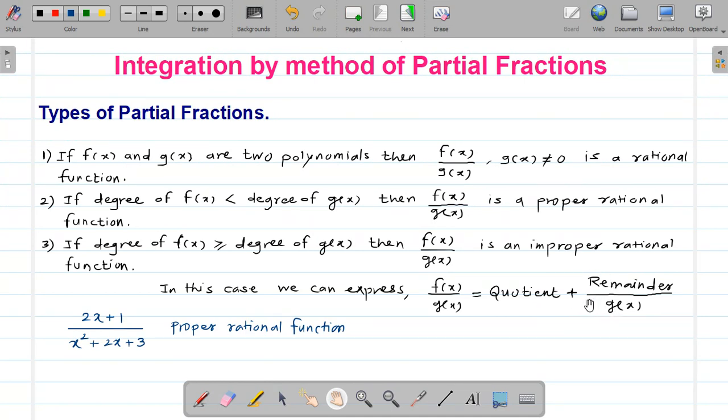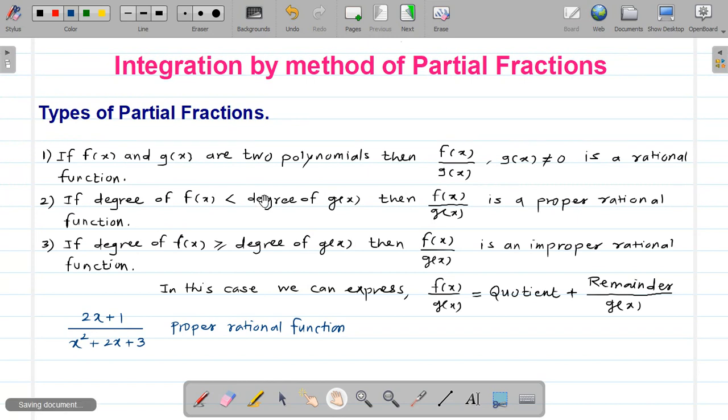By example you will understand all these concepts, but this is called an improper rational function whenever the degree of the numerator is greater than or equal to the degree of g of x. And in all these rational functions, we have to use the integration by method of partial fractions. We have to convert the rational function into partial form to get the integration.